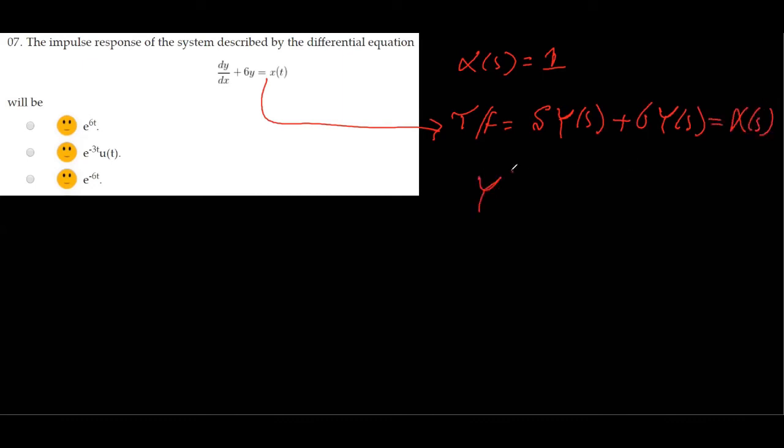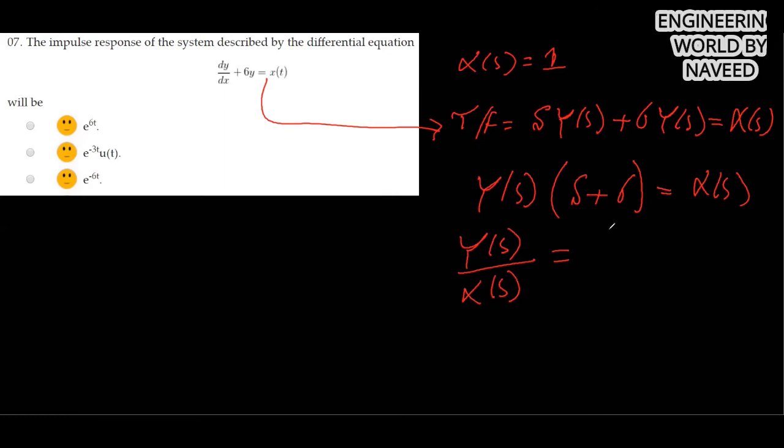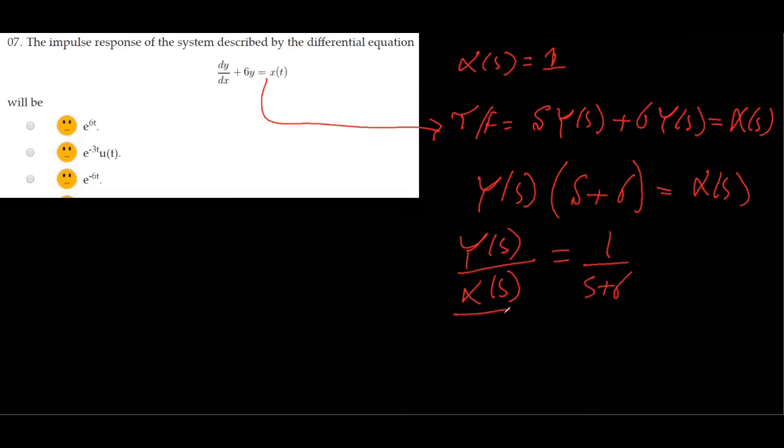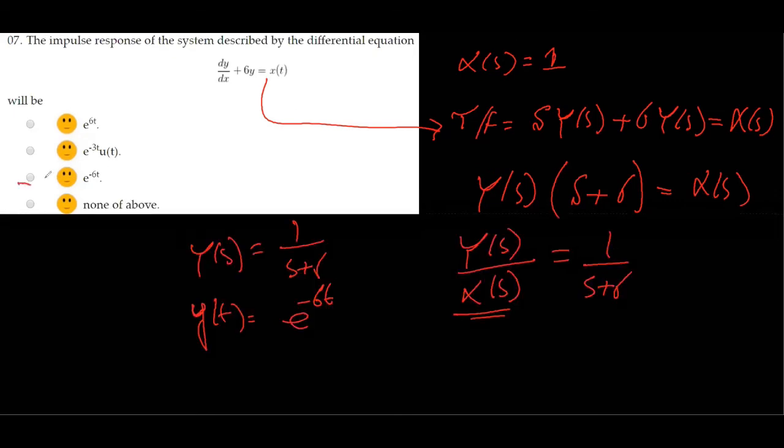So Y(s) times (s plus 6) is equal to X(s). So Y(s) divided by X(s) will be equal to 1 divided by s plus 6. X(s) is 1, so your Y(s) will be equal to 1 divided by s plus 6. So in the t domain, this will be equal to e to the power minus 6t. So e to the power minus 6t is the correct answer.